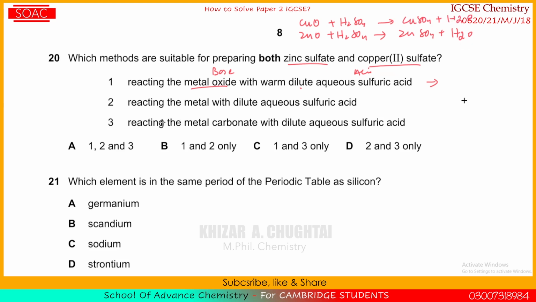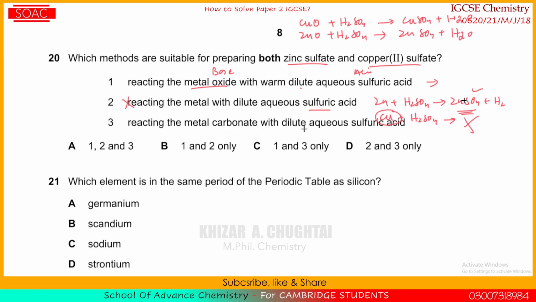Yes, it is true. Reacting metal with dilute aqueous sulfuric acid. Basically, zinc can react with aqueous sulfuric acid. Zinc is more active than hydrogen, so it can react with sulfuric acid and make zinc sulfate plus hydrogen gas. But copper is not capable of reacting with dilute sulfuric acid. Copper is less reactive, so option 2 is incorrect for copper.